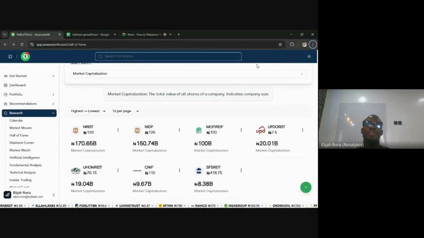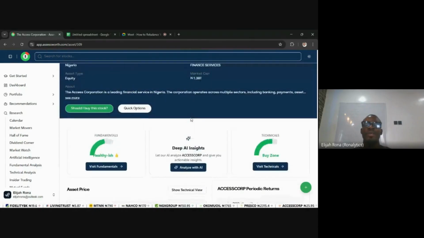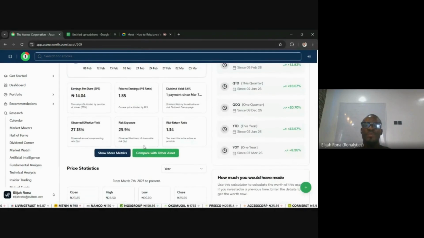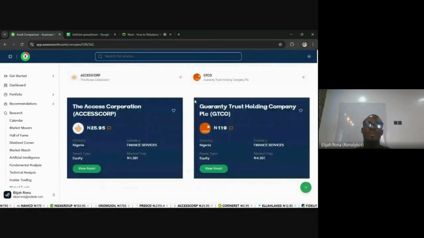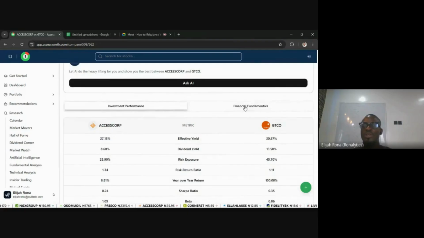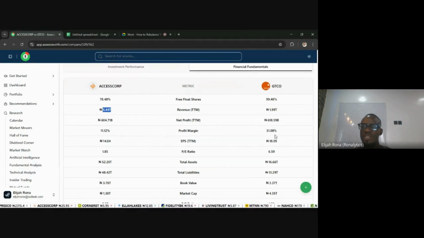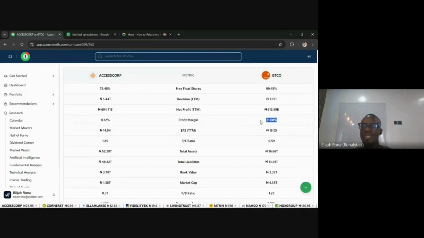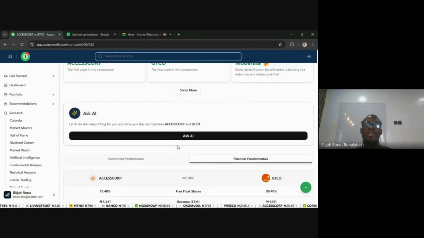Sorry, hold on. Let me try to compare Access Bank and GT Bank. Let's see why the market is really favoring GT Bank over Access Bank the most. When we look at the revenue, Access Bank has higher revenue. Looking at the profit margin, GT Bank has significantly higher profit margin. Looking at the PE ratio, GT Bank is significantly higher. Price to book, GT Bank is significantly higher.